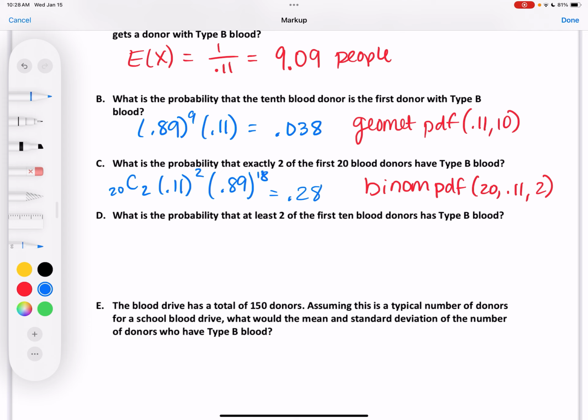So then what is the probability that at least 2 of the first 10 blood donors has type B blood? What do we think of when we hear at least? Oh, I wrote C and D on accident. Okay, switch that. CDF. We will be using a CDF.